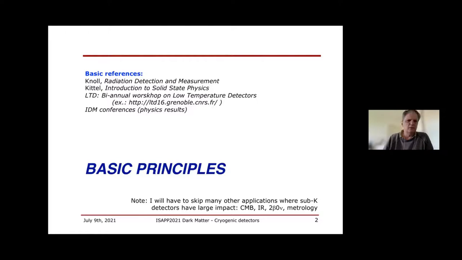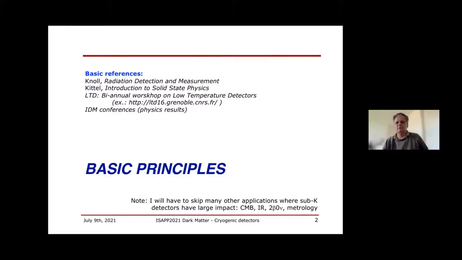I will be very skimpy on the results. I will be spending a lot of time describing detectors. Cryogenic detectors have many other applications. When I talk about cryogenic detectors, it's a bit of a misnomer, because many detectors are cold, but in our case we are talking about detectors working typically below the Kelvin, between 10 mK and 100 mK. These detectors also have big impact, for instance in CMB measurement, infrared astrophysics, and massive detectors are very important for neutrinoless double beta decay, and also in metrology.